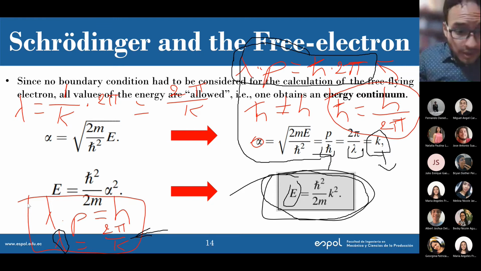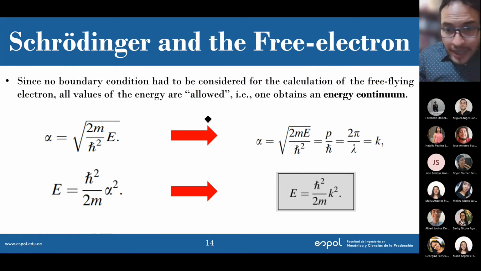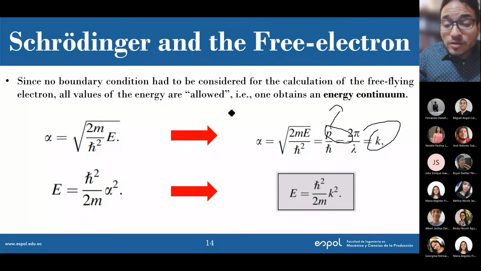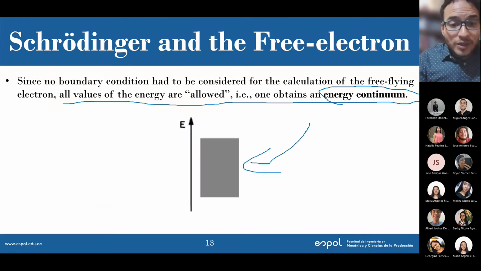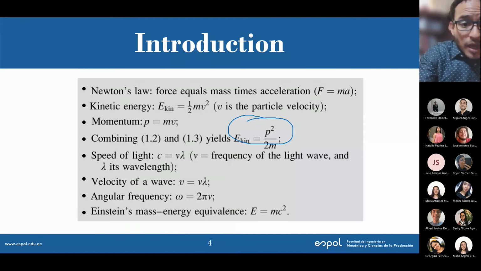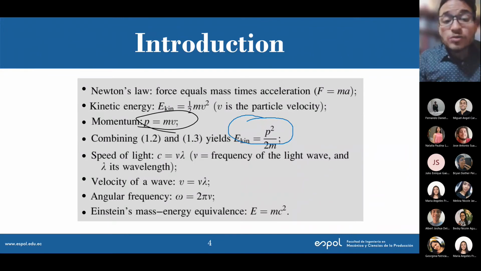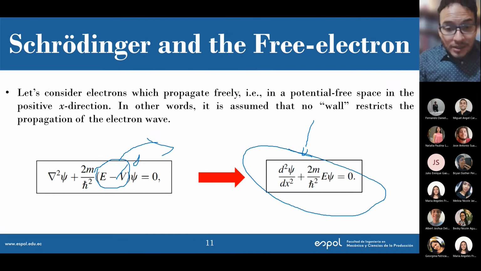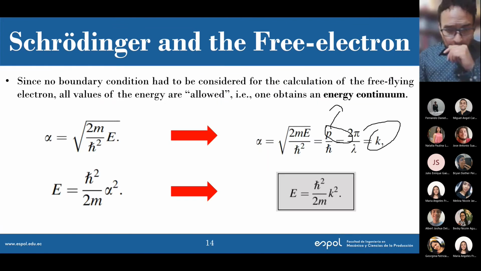Sorry, let me now delete all these. K is related to P. What is P? P is the momentum, right? And if you remember, and I do have that equation at the beginning, I think, the momentum is related to the mass times the velocity. And what is velocity? Velocity is absolutely a vector, isn't it?